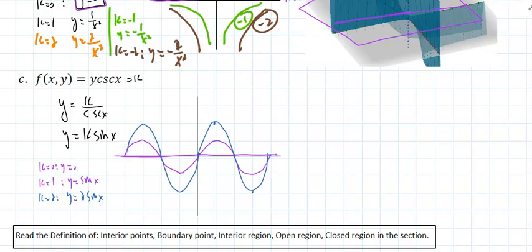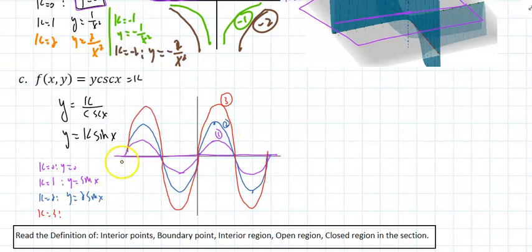If I take k to be 2, y equals twice the sine of x. And if I take k to be 3, and make sure you label those for me on a test, that's what I need. This is 3, this is 2, and this is 1. What if I go for negative 1? y equals negative sine of x. That looks horrible.